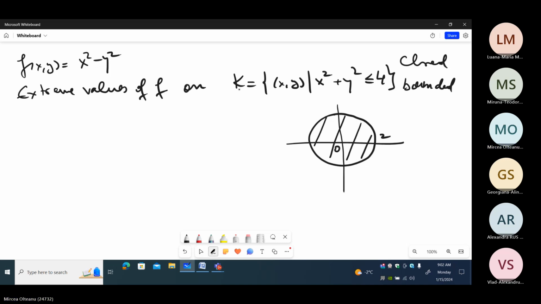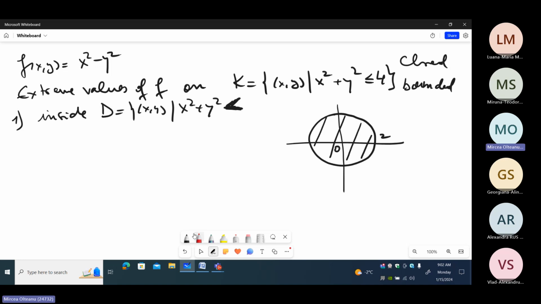So, again, we shall split the problem into two. The first problem is to find the possible critical points inside. Inside means on the set D, which is given by the strict inequality x squared plus y squared strictly less than 4. This is an open set. That's why the usual algorithm to find local extrema works. We know it. We start by computing the partial derivatives.